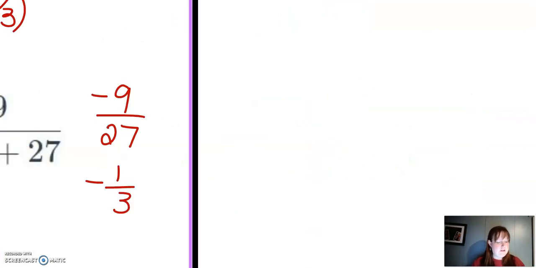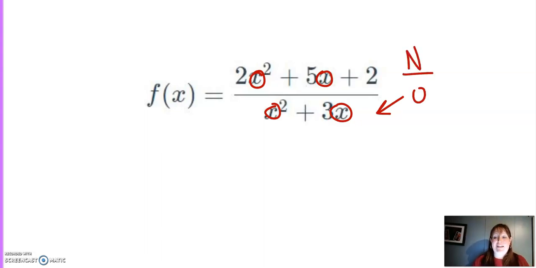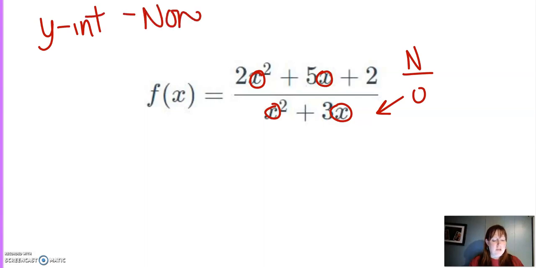If I want to find the y-intercept of this function, all I do is plug in 0 for x. And I notice that when I plug in 0 for x, I get 0 in the denominator, which is a no-go, right? Which means this one actually doesn't have a y-intercept because there's an asymptote there. We would have found an asymptote there at 0. So there is no y-intercept. So we would say that there is none. Not 0 or anything like that. It's just none.